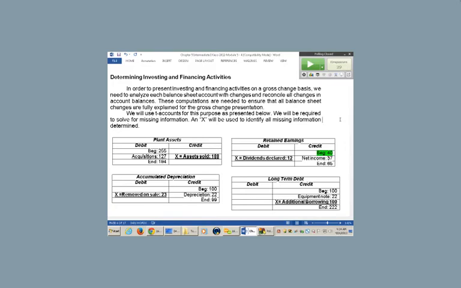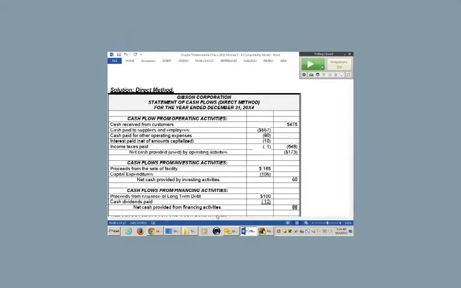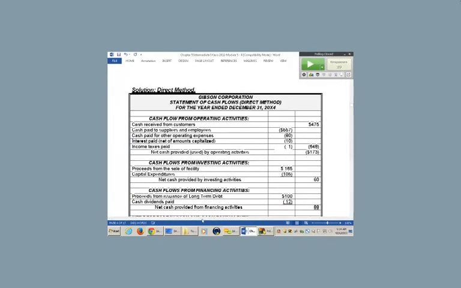It doesn't get you anywhere for this problem, because the inventory, the prepaids, all of the operating working capital accounts, we work on a net cash flow basis. So just remember that. That'll save you a lot of time. All right, now, for the solution, and here's the cash flow statement on the direct basis.